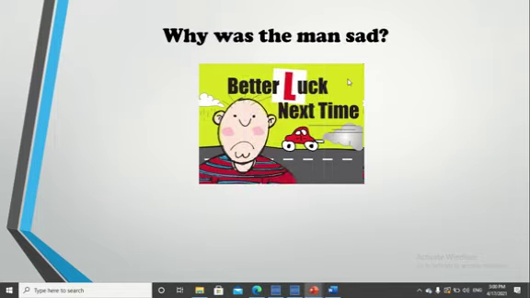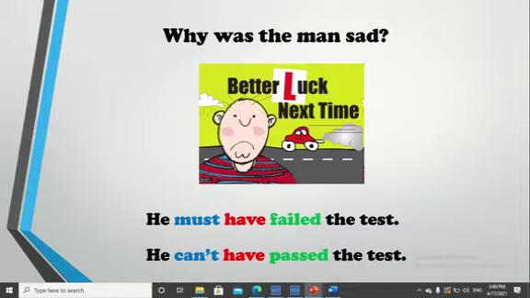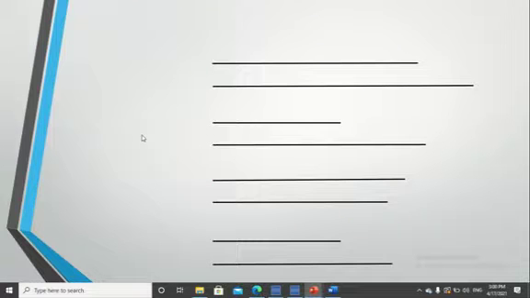Yes, we have someone with a driving test. Why was the man sad? Of course, we are quite sure that he must have failed the test. He can't have passed the test because he's sad. So whenever you have something to tell you, you can be quite sure about something. You can use must and can't. In both cases, you need something to tell you. You have to use a certain evidence or a clue.